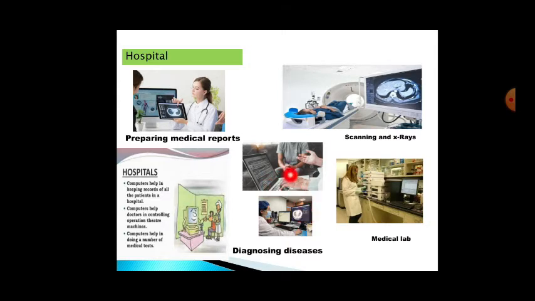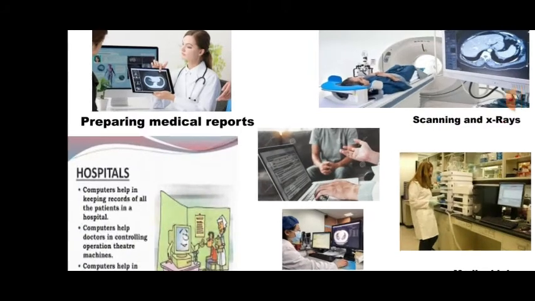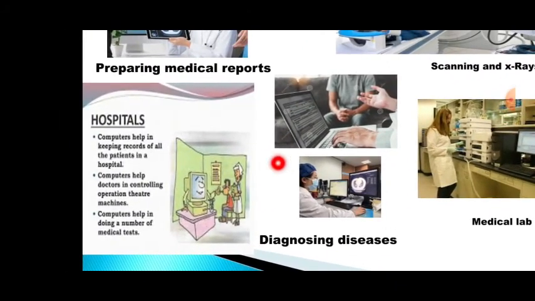Next is diagnosing diseases. The doctor will ask what you are facing, and immediately it will be recorded or given to the computer, and the computer will diagnose what disease the person is having. Next is the medical lab. While testing blood reports or any other reports in the medical lab, we also use the computer. You can see in the images. Next, hospitals. Computers help in keeping records of all the patients in the hospital. Computers help the doctor in controlling the operation theater machines. Computers help in doing a number of medical tests.